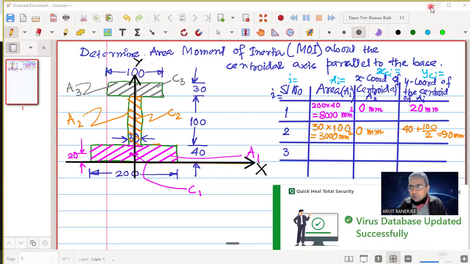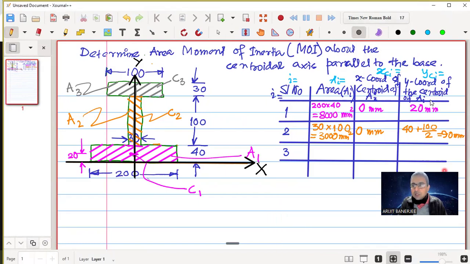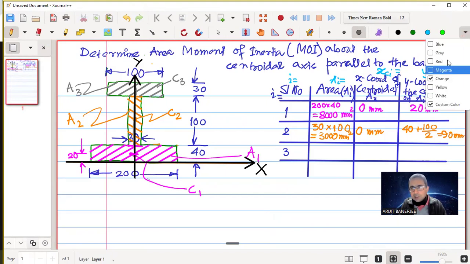Anyone has doubt? So these are the crucial points for actually determining the x coordinate, y coordinate clearly. Otherwise, there may be some error, right? Okay. Next one is the third area. The third area can be easily determined.